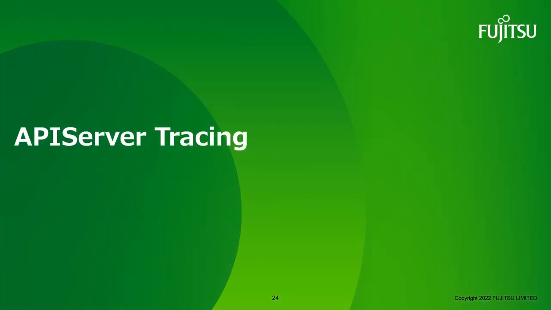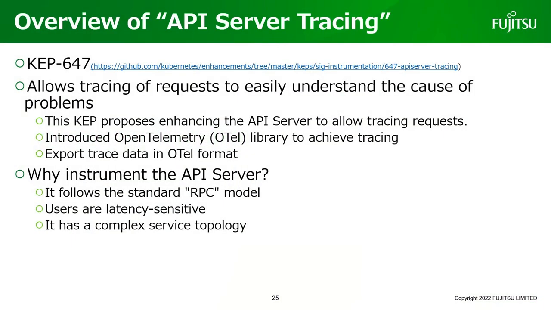So the next theme is API server tracing. The next feature to introduce is API server tracing. This feature was proposed in KEP 647 by David Ashpole. This KEP proposes enhancing the API server to allow tracing requests. For this, it proposes using the OpenTelemetry library and exporting in the OpenTelemetry format.